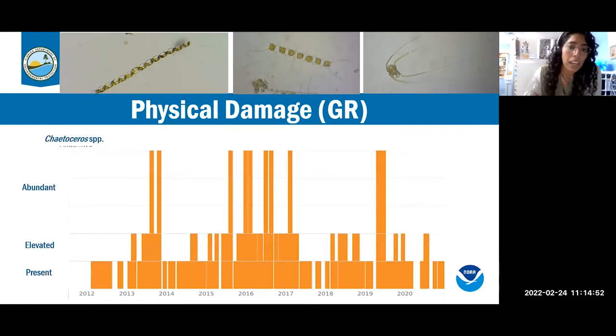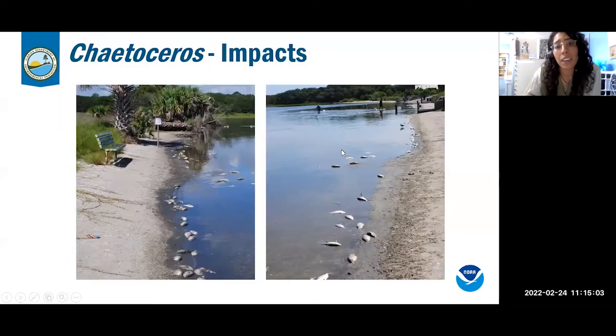You can see we've had quite a few times when Chaetoceros has been abundant in both Guana Lake and in Guana River. And specifically, we were able to link one of these events in 2017 where we saw high abundances in our data, and then we saw a resulting die-off of fish in our area. So this was an example of how this data allowed us to pinpoint a cause of a fish die-off, a biological implication that we were pretty concerned about.